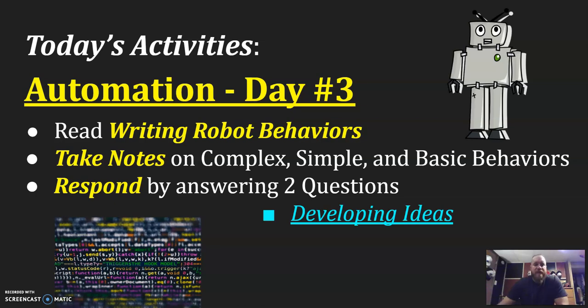Eighth graders, today is day number 3 of our automation project. Most of what we're going to go over here is information that you did in class already. So as a class, you read the writing robots behaviors information. You took notes on complex, simple, and basic behaviors.